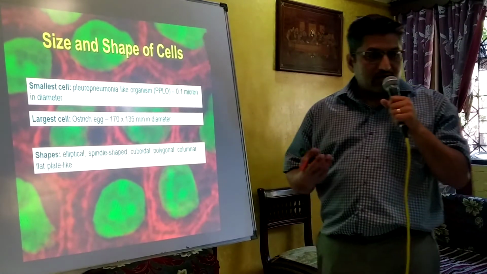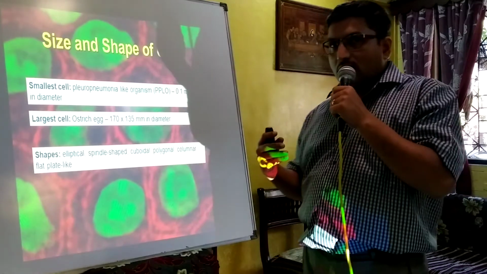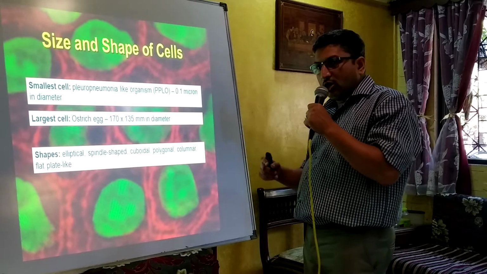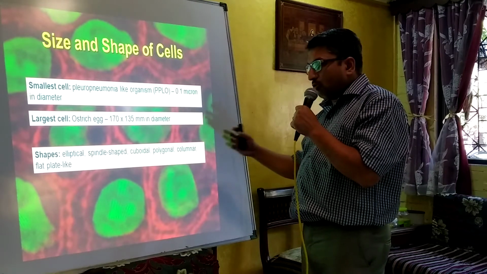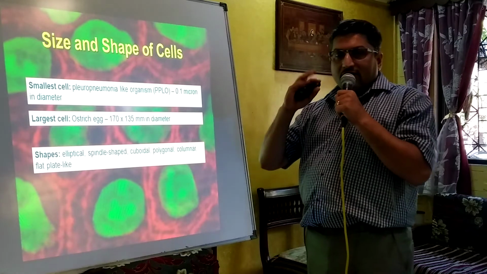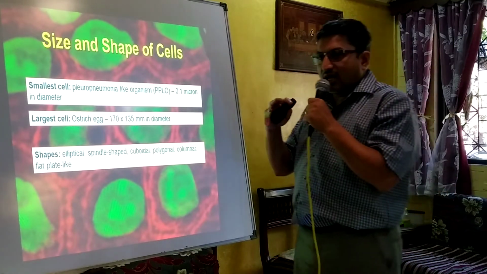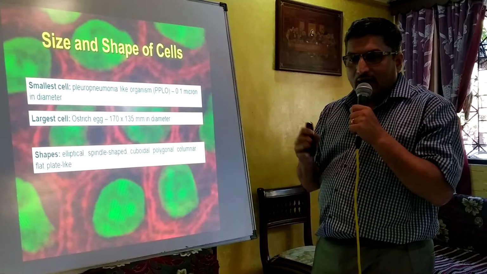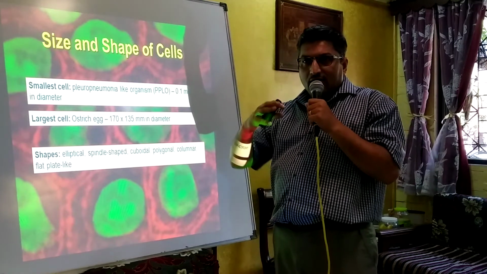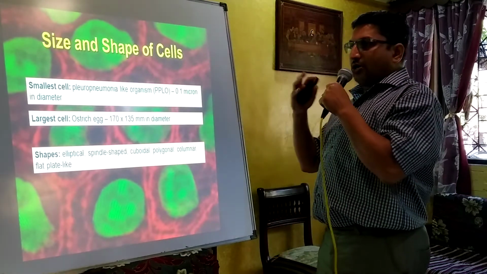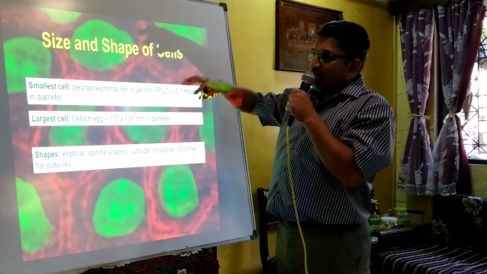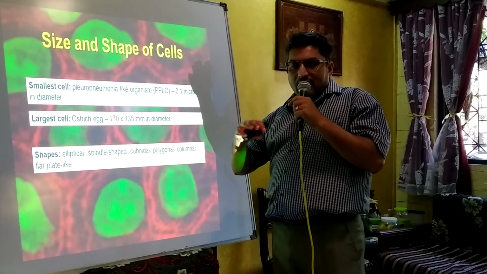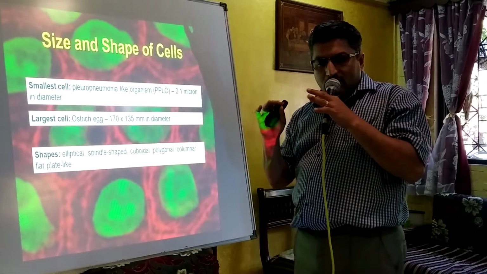Cells have different shapes and sizes. When we look at the different shapes of the cells, we have elliptical, spindle shape, cuboidal, polygonal, columnar, and flat. Can we imagine if all the cells were of the same shape? You can imagine how we would all be looking. Hence, in order to bring the variety and the beauty in every organism, cells have different shapes. Accordingly, each and every part of our body is made up of that particular cell.